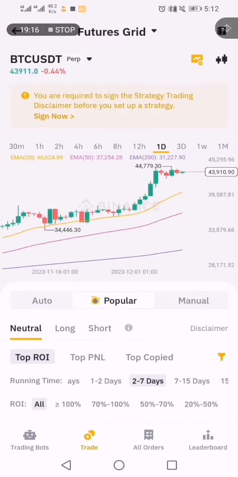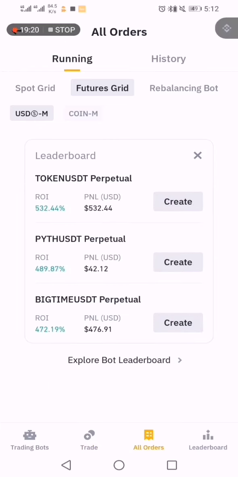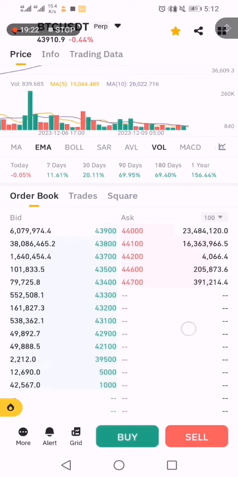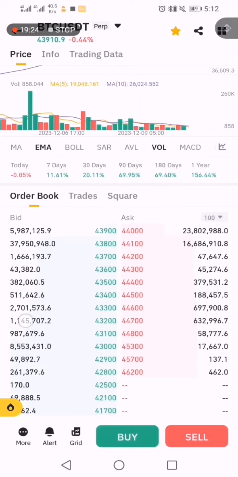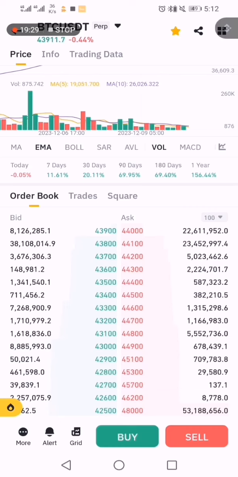So these are things about Binance Futures. But let's get back to our chart, our trading environment, and let the system load our data.